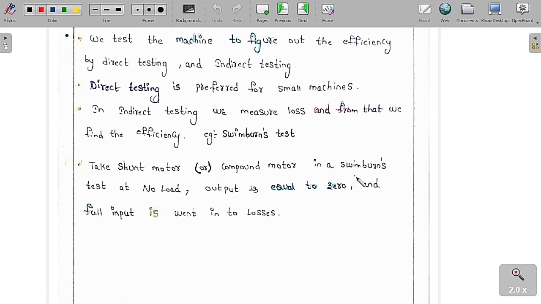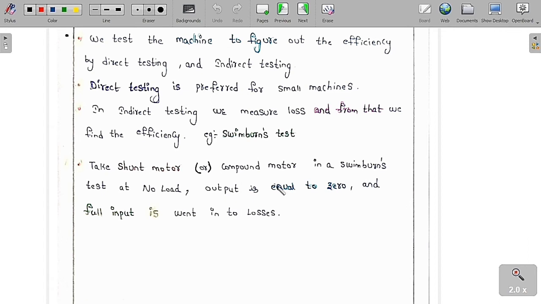The Swinburne test is a no load test, so shunt motors and compound motors are suitable. But we cannot test the DC series motor at no load, so you cannot use the DC series motor for the Swinburne test. Definitely then we go for the field test for finding the efficiency of DC series motors.